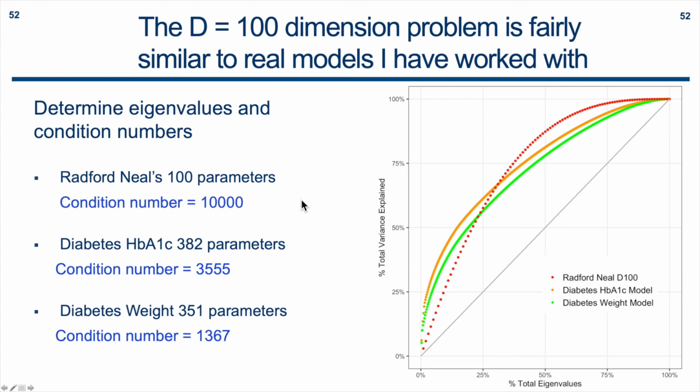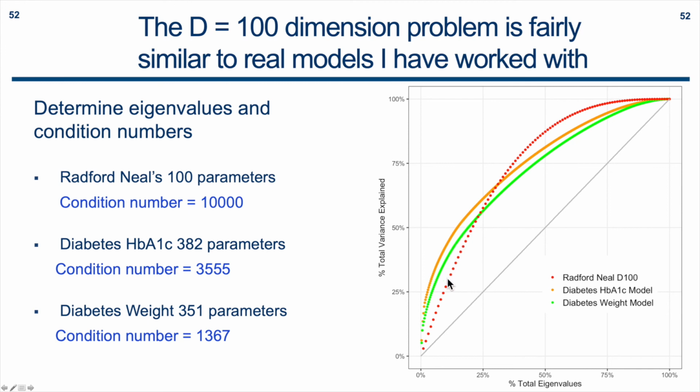What I was interested to plot was the percent of the eigenvalues that you're using versus the total variance explained. If you use 100 parameters here, you have 100 eigenvalues. If you use all 100% of those, you explain all the variation in the data. But if you used the first 25 eigenvalues for Radford Neal's example, you're explaining about 50-55% of the total variation in that data. I did the same exercise here, but with these 382 parameters. I have 382 eigenvalues, and I can plot the fraction of those 382 eigenvalues against how much variation I'm explaining for these two different models.